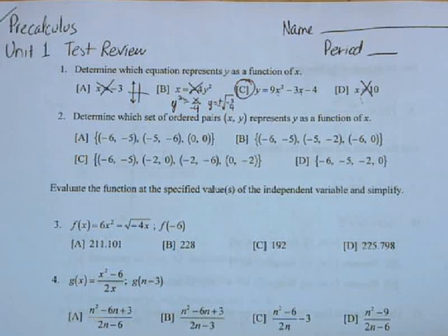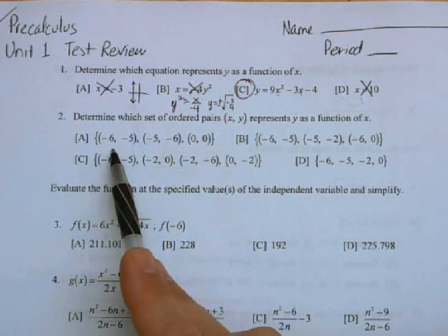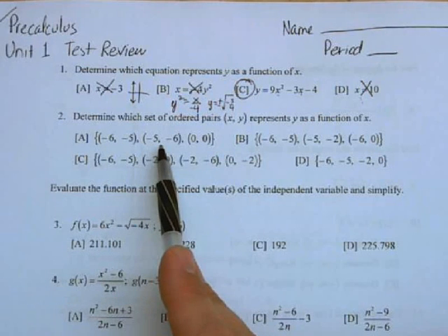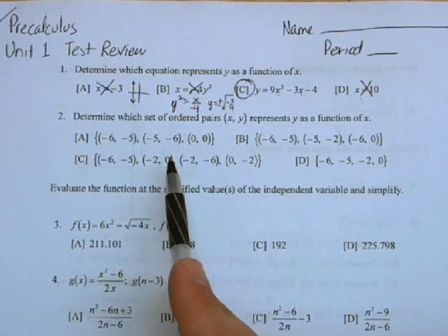So for number 2, we have some relations that are written as a set of ordered pairs. So once again, one number in, one number out. So we look at A, we have no repeating x values. So this is a function of x.